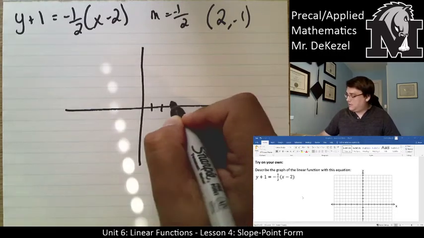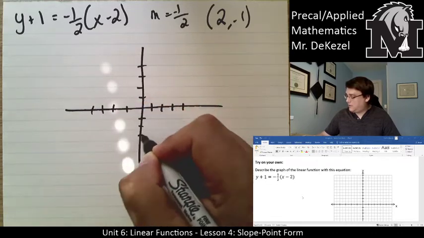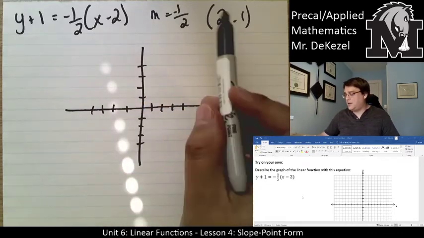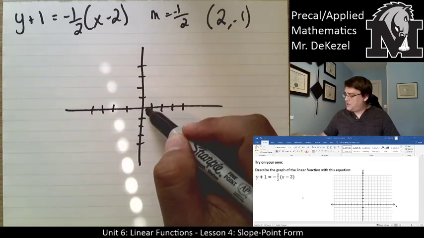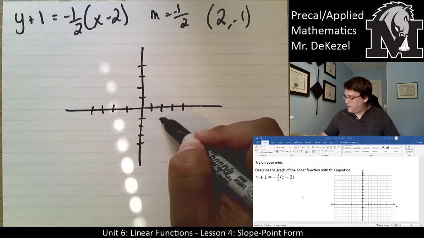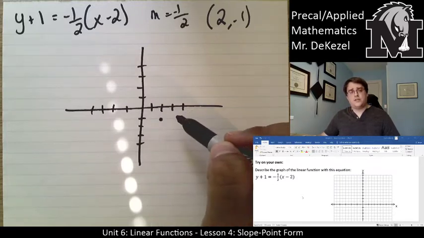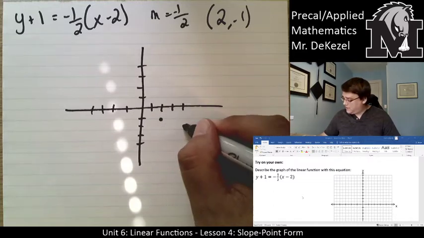We have 1, 2, 3, 4, 1, 2, 3, 4, 1, 2, 3, 4, 1, 2, 3, 4. I don't think I'll need much more than that. I'm looking at really small numbers, 1s and 2s. So the point that I start at is 2, negative 1. So I go 1, 2, negative 1. I start right here. And the slope is going to be down 1 and over 2. So that's down 1 and over 2.